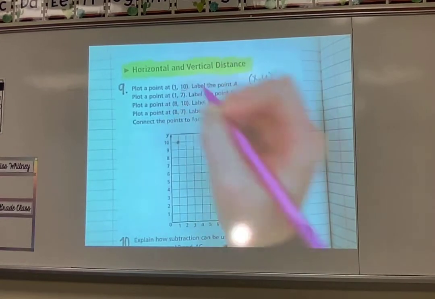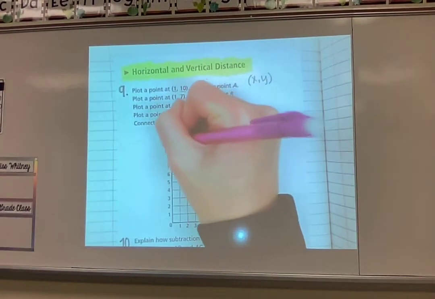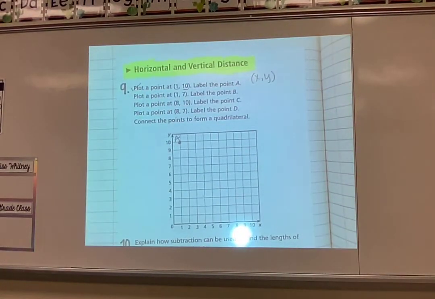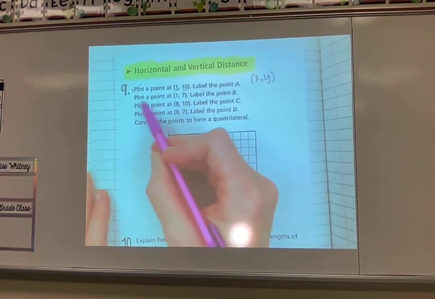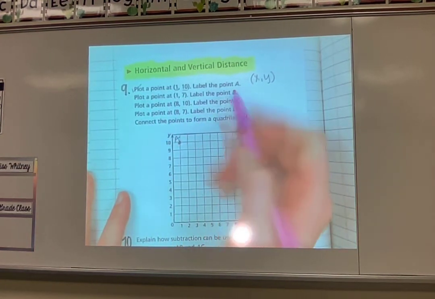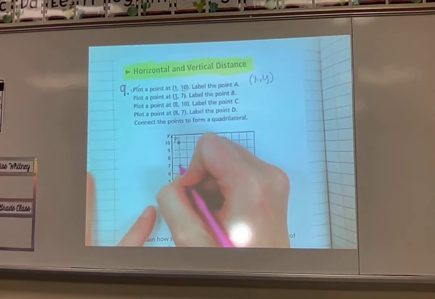And then I have to label my point. This one said label it point A. So I'm going to put an A by it. And then I like to check it off just so I know I already did that one. Then let's go on to the next one. Plot a point at 1, 7. Label the point B.